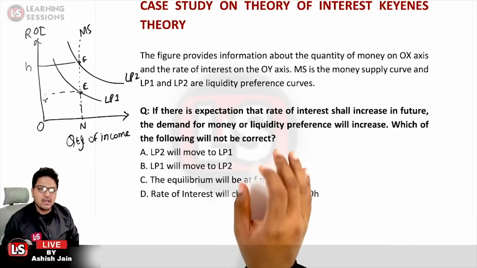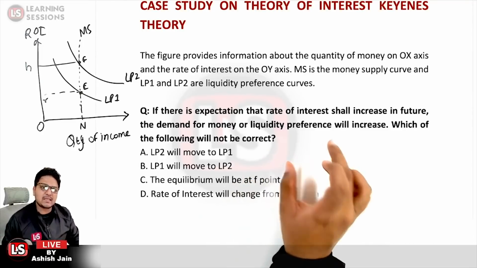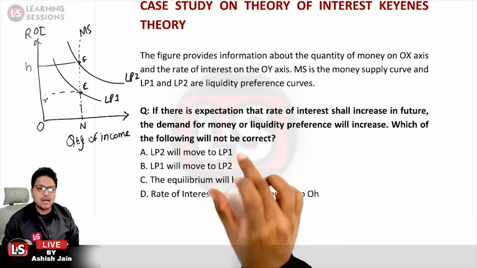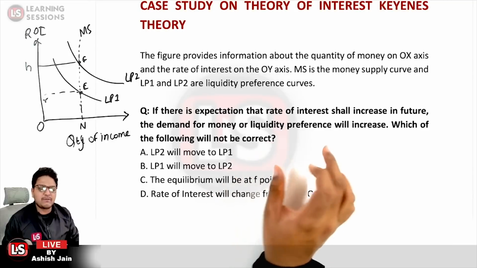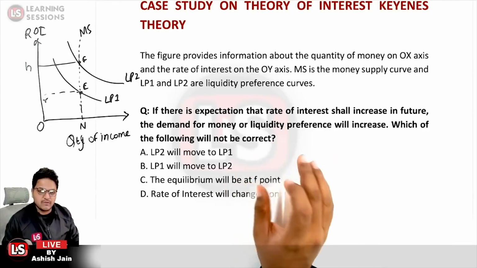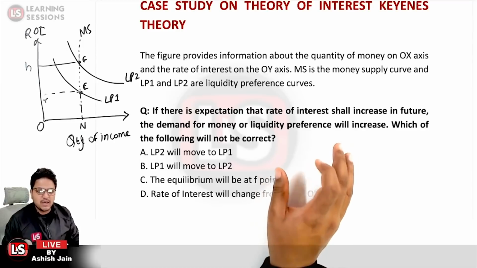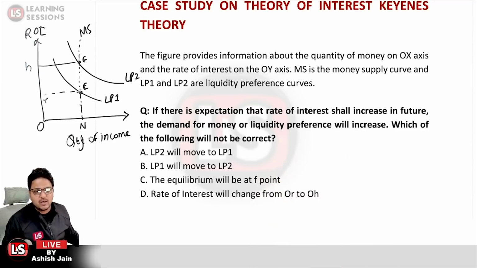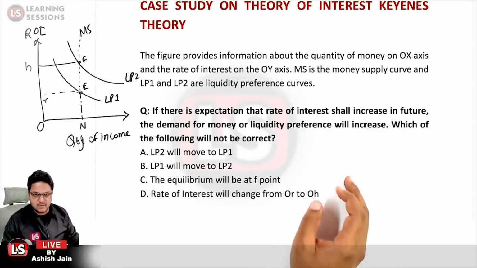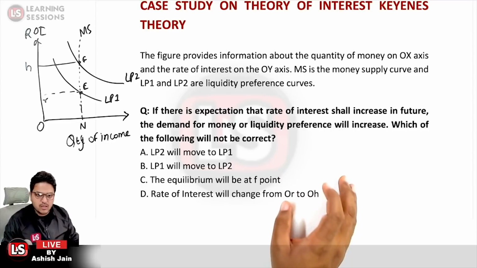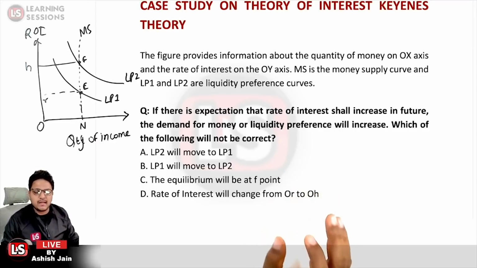Okay, next question over here. It says, if there is an expectation that in the near future there will be an increase in the rate of interest, the demand for money or liquidity preference will increase, that is, the money demand will increase. I already told you, if there is a rise in the future, what will happen? There will be a shift in liquidity preference, because there is an increase in the rate of interest now. And which of the following will not be correct in that particular regard?